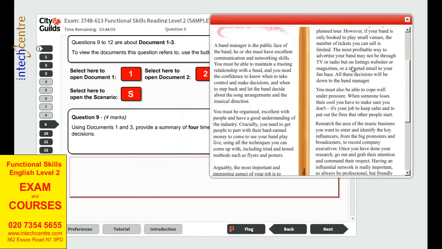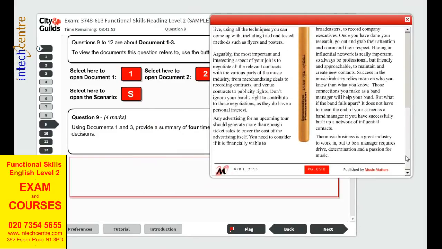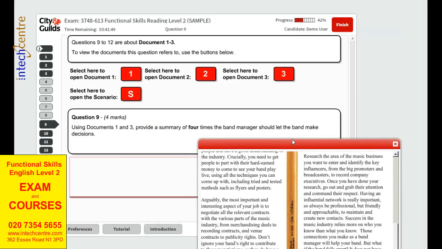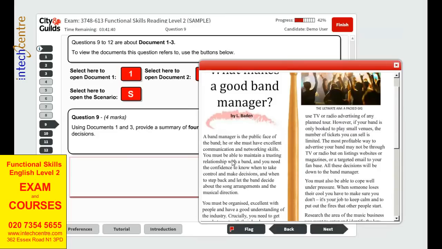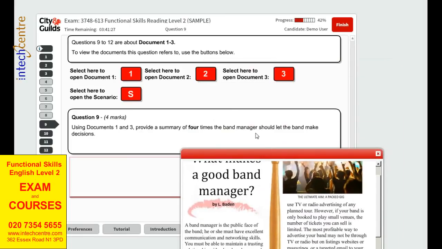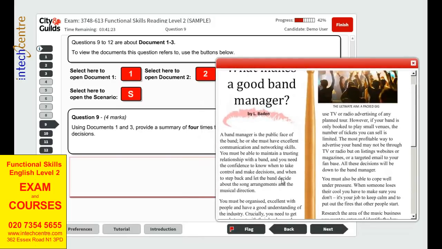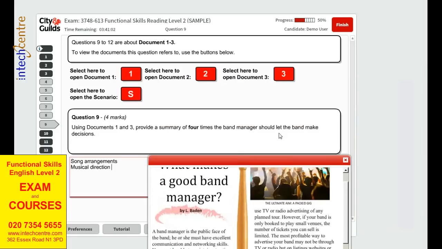So document one. Okay, guys, let's have a look. Band manager should let the band make decisions. So here we go. You need the confidence to know when to take control and make decisions. So that's the key word. See the word decisions in the question, we can find it here. And when to step back and let the band decide. So here we go. Let the band decide about song arrangements and musical direction. So that's 2 marks there straight away. So this document says the band manager should know when to make decisions and when to step back and let the band decide about the song arrangements and the musical direction. So there we have 2 marks about the band manager letting the band make decisions.